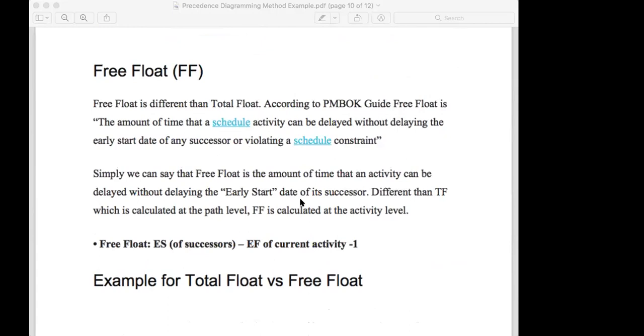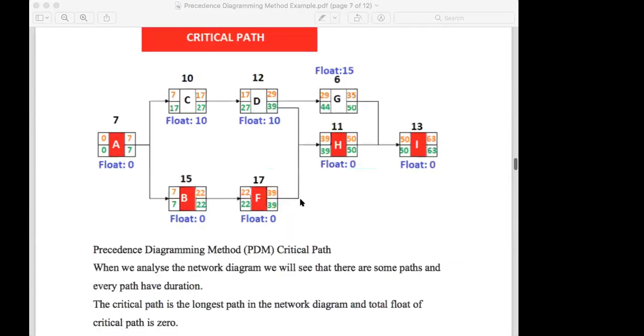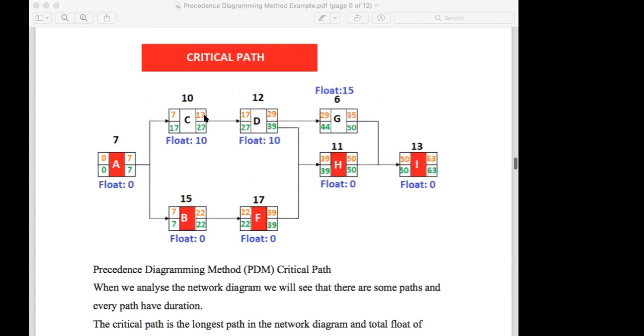So now here you take this one. This one finishes on the 17th, and you have to start on the 17th. So there's no free float here. So when you take this one, 29, 29, there's no free float. Here you have no free float. Here there's a free float.